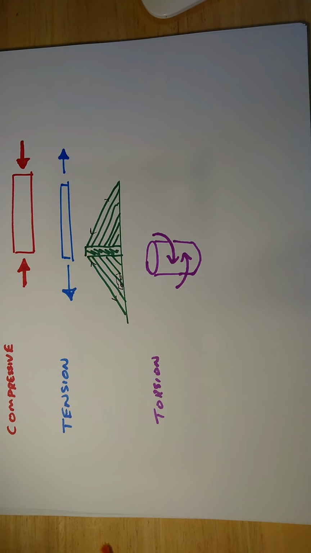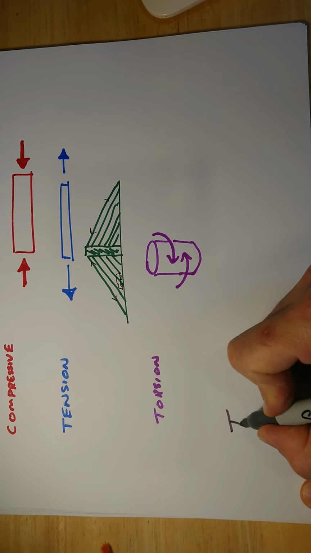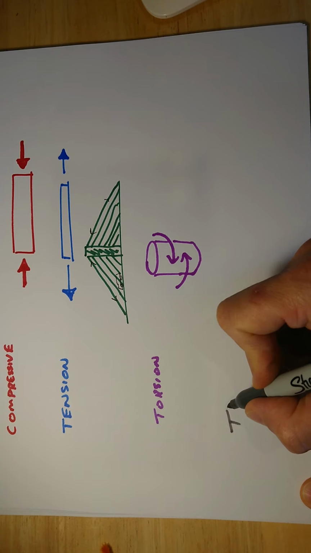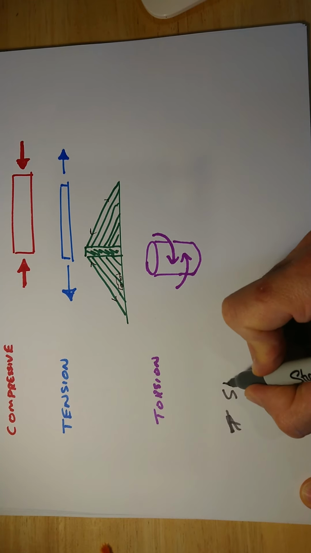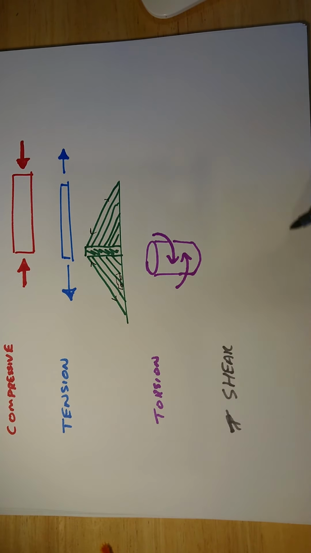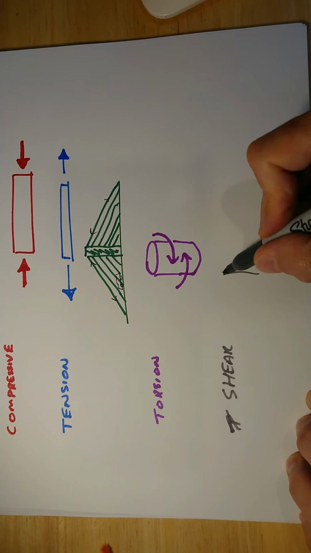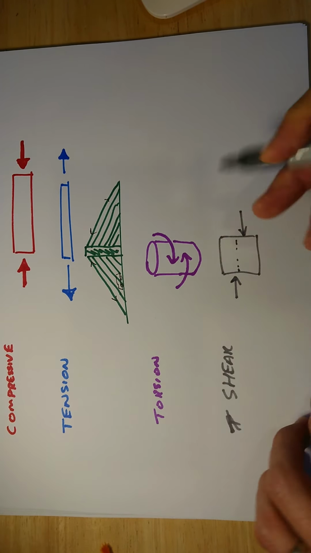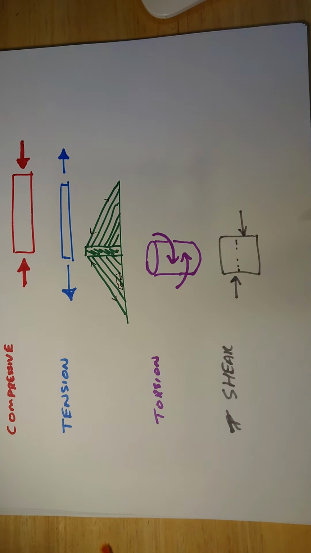So we've got torsion which is twisting, compressive which is pushing, tension which is pulling, and then my third force I'm going to put on here, which comes up sometimes. It's this one here called shear. So a shear force is like a pair of scissors. So this time we have an object, and there's a force one way, and a force another way. So it's trying to make it split here. It's trying to push the two planes apart.